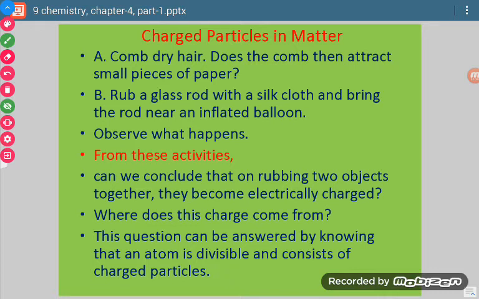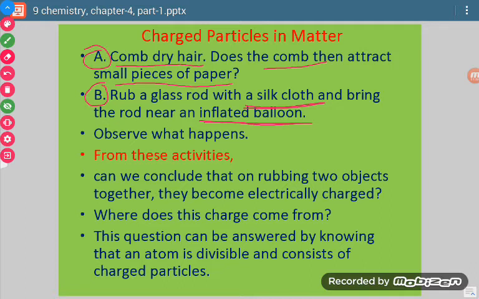Okay, now see, the very first activity. If we comb our hair, which is dry, and then bring the comb near very small pieces of paper, then what happens? These small pieces of paper will get attached to the comb. Similarly, if we take a glass rod and rub it with silk cloth and bring that rod near a balloon which is filled with air, then what is going to happen? The balloon is going to go away from the rod.